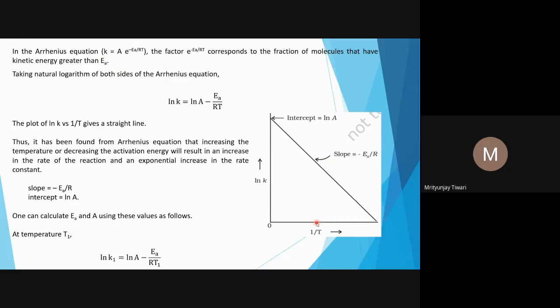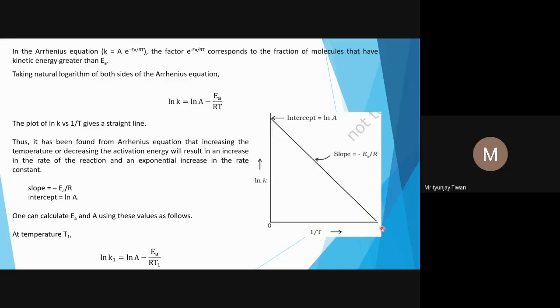Suppose at this point the value of 1 by T is much lower, which means the value of T is much higher, because 1 is constant, and 1 divided by T is lower means T is higher. So the corresponding value on the graph, the ln k value, is this, which is much higher. So the value of k is increased.